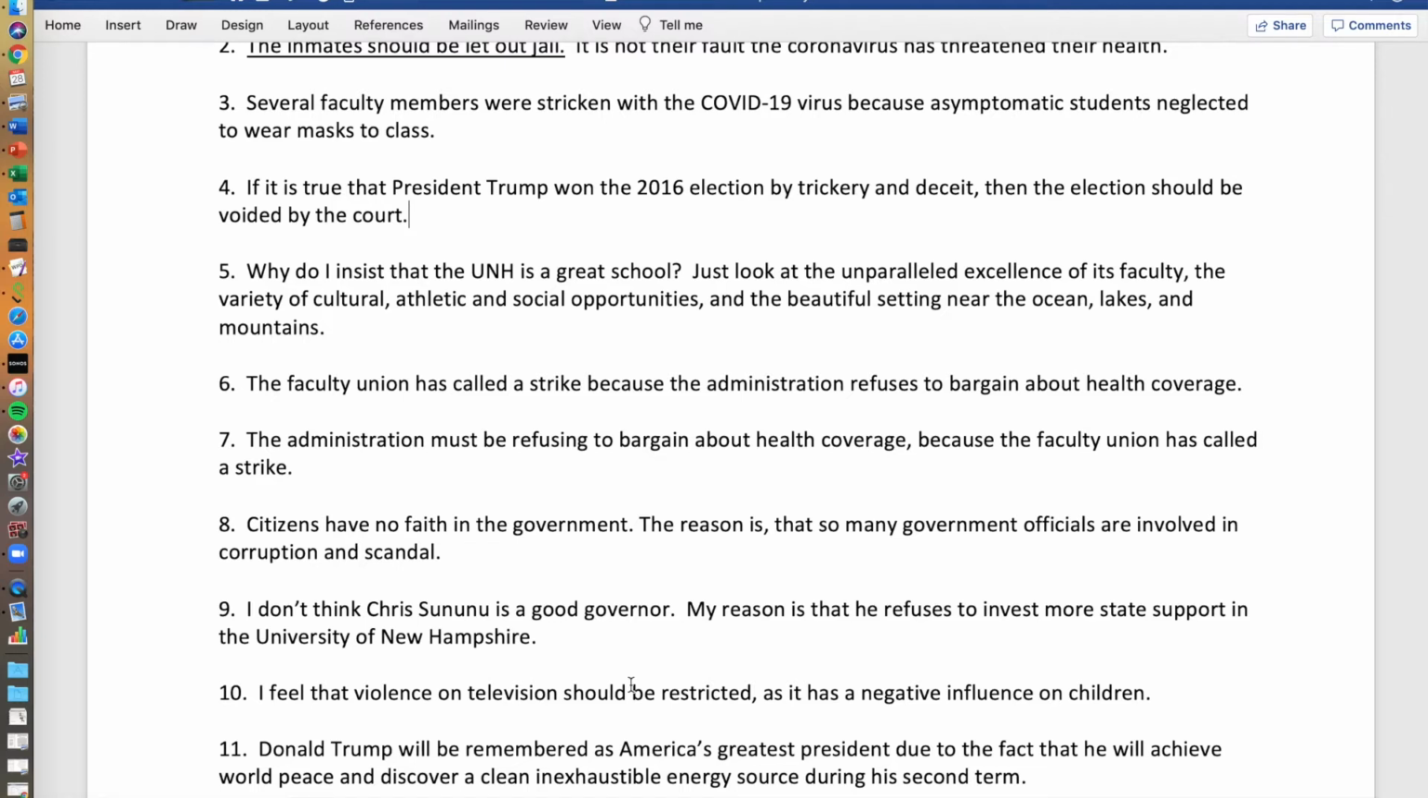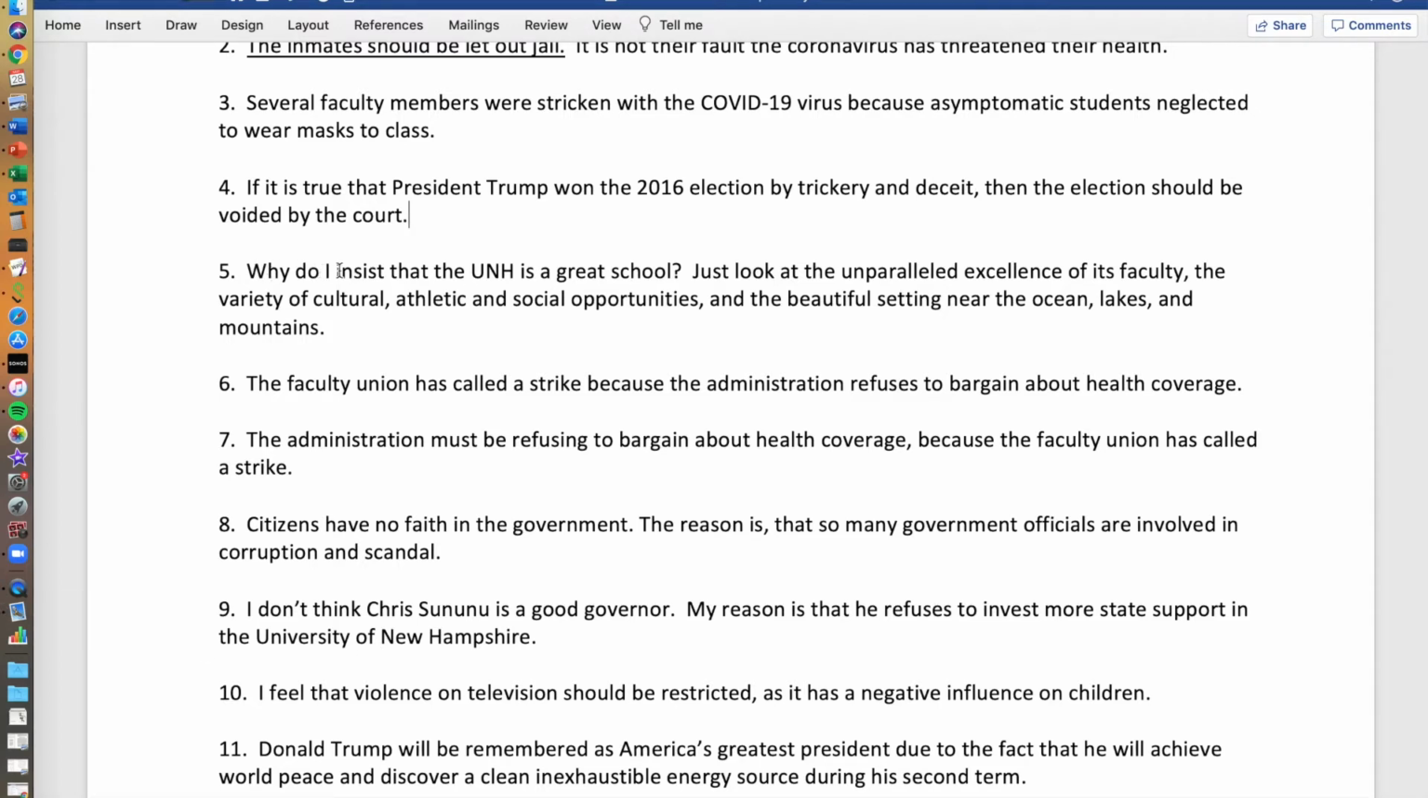Okay. Now we look at the first sentence and we say, well, that's a question. It doesn't seem to function as a statement, but clearly this is a question that implies a statement. The person who asks, why do I insist that the University of New Hampshire is a great school, obviously thinks that the University of New Hampshire is a great school. So in setting up that rhetorical question, there is an implied assertion, UNH is a great school, and the reasons then are given. So this, in fact, is an argument, right?